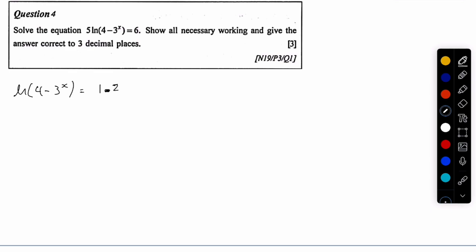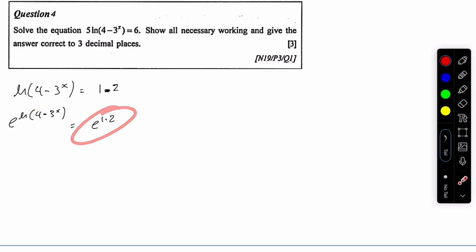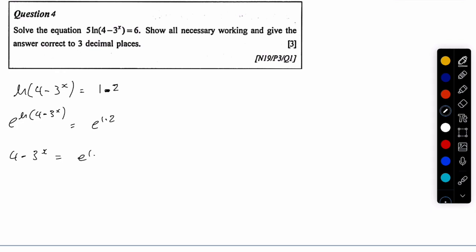Okay, and if we take e of both sides, what does that tell us? Well, that we're just going to be left with 4 minus 3 to the x here, equaling e to the 1.2. So therefore, 4 minus 3 to the x is equal to e to the 1.2. And so we can say that 3 to the x is equal to 4 minus e to the 1.2.